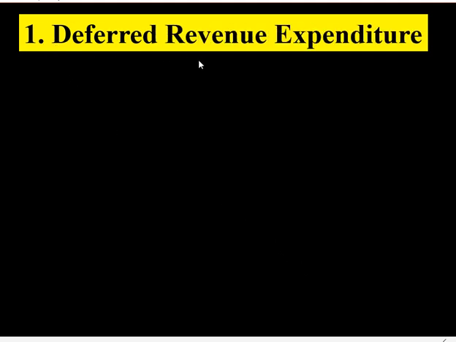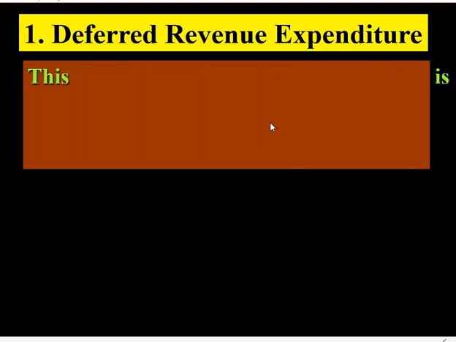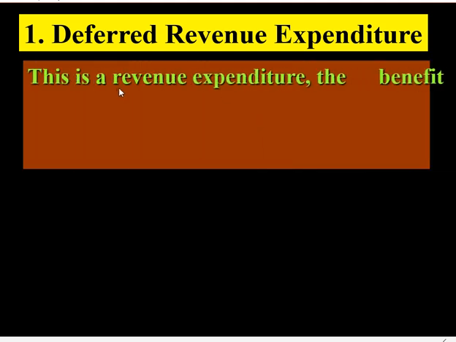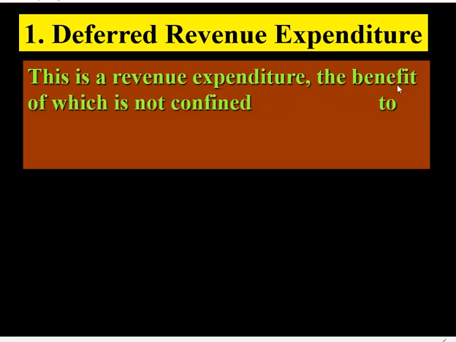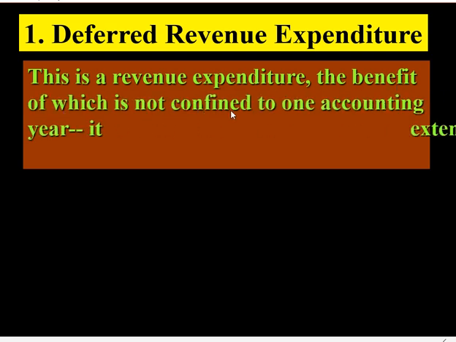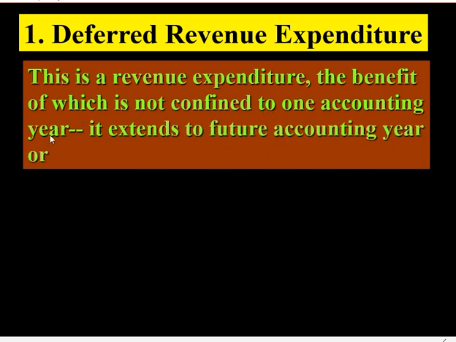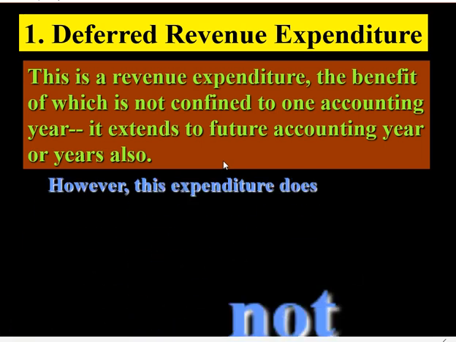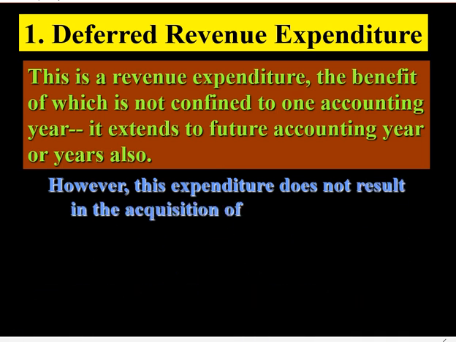One, deferred revenue expenditure. This is a revenue expenditure, the benefit of which is not confined to one accounting year. It extends to future accounting years also. However, this expenditure does not result in the acquisition of any fixed asset.